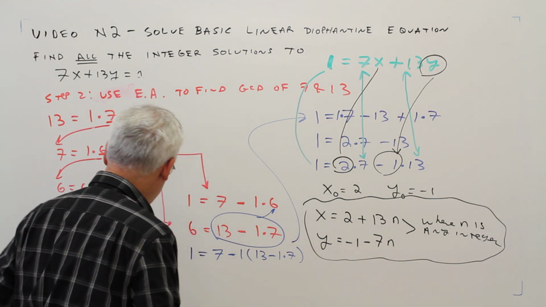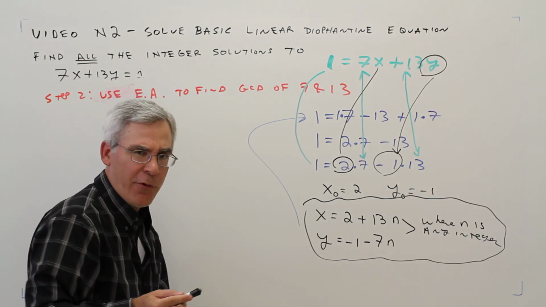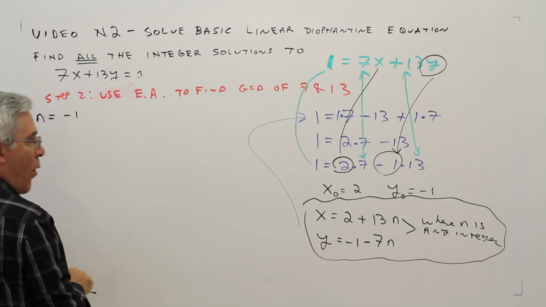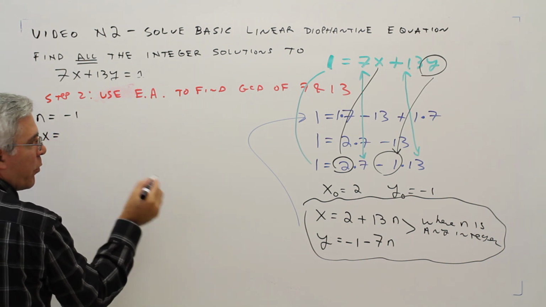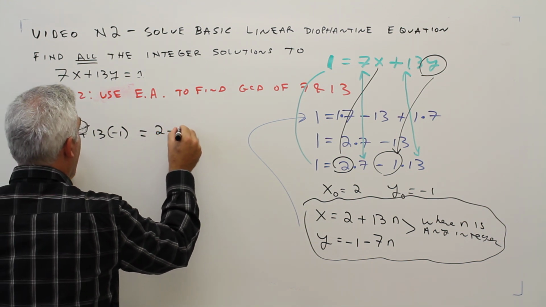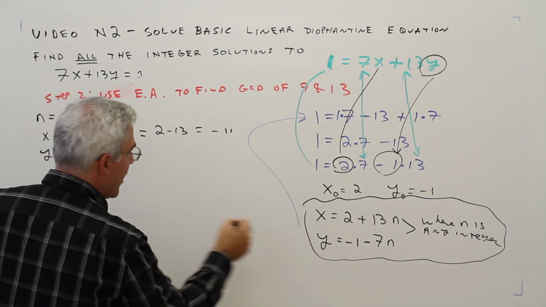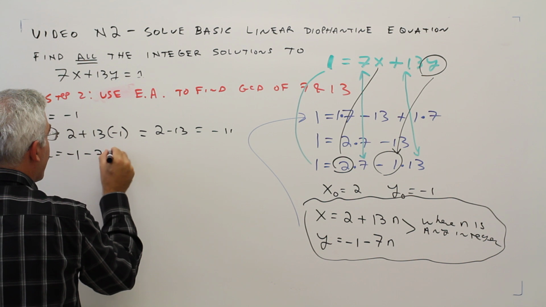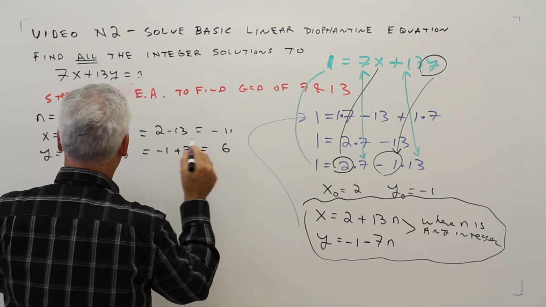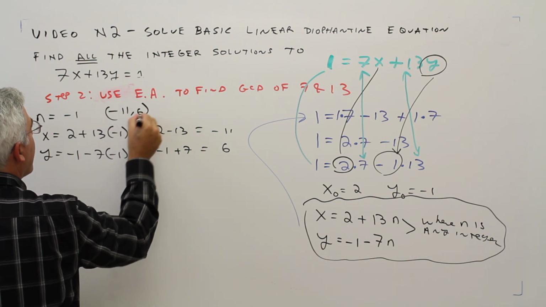One more thing, just since it's the first time, let me generate 3 specific solutions. I've already got one, but just to show you, I could let n equal negative 1, in which case x would be 2 plus 13 times negative 1, which would be 2 minus 13, which would be negative 11. Y would be negative 1 minus 7 times negative 1, negative 1 plus 7, which would be 6. So I'll just write that as an ordered pair. That would be negative 11 by 6.